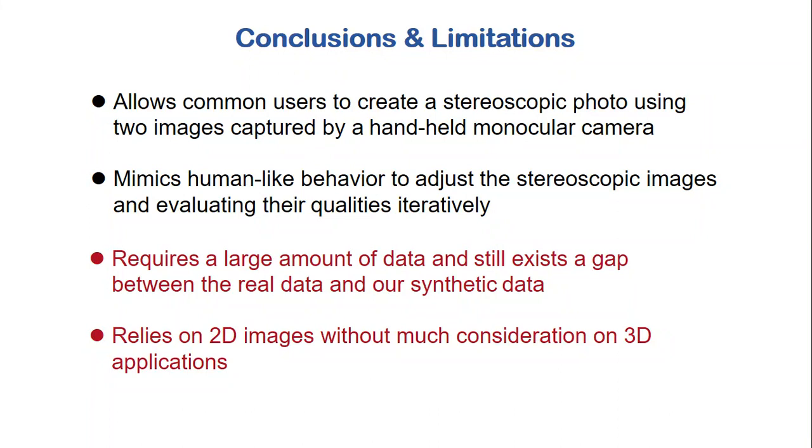Finally, we summarize our work as follows. In this paper, we propose a method to handle the application of casual stereoscopic photography. We utilize a unified reinforcement learning-based model to obtain the optimal stereoscopic images by iteratively adjusting the stereoscopic images and evaluating their qualities, which mimics human-like behavior in processing images.